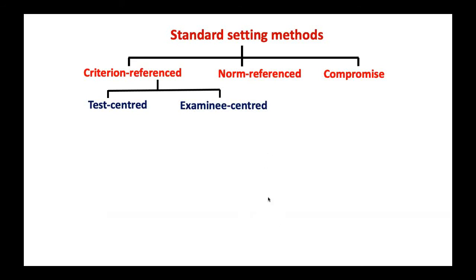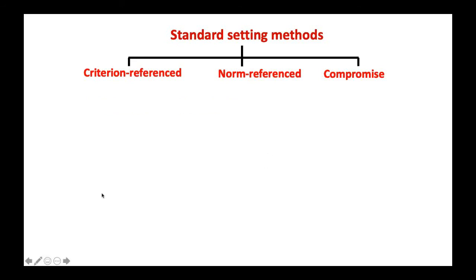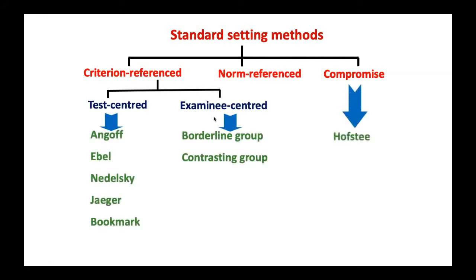So what are the standard setting methods available? Well, we are talking about summative exams, which are used for licensing, the exams which we want to be used for passing and failing, based on the ability of the candidate. Then there are criterion reference methods, norm reference methods, and compromise methods. Criterion reference methods have two types, test centered and examinee centered, and there are a whole lot of different methods. All these can be used in different ways to set the standard or set the pass mark.